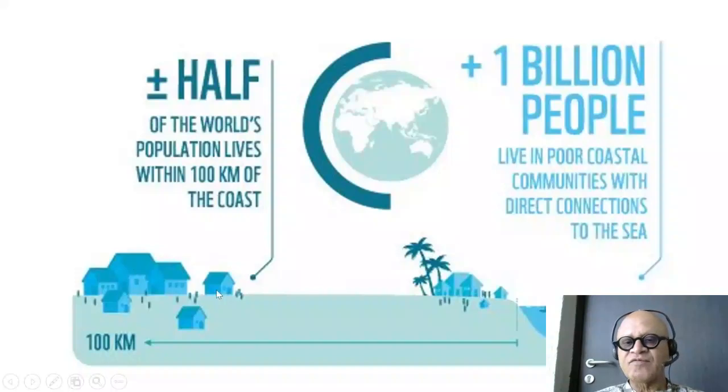This is a figure I picked up from Pinterest, but I couldn't find the original source of it. Basically it shows that about half of the world's population lives within 100 kilometers of the coast. So that's one bioregion that's highly exposed to climate and sea level rise and human domination. More than 1 billion people live in poor coastal communities with direct connections to the sea. Could be fishing villages, could be other related activities on the coast.